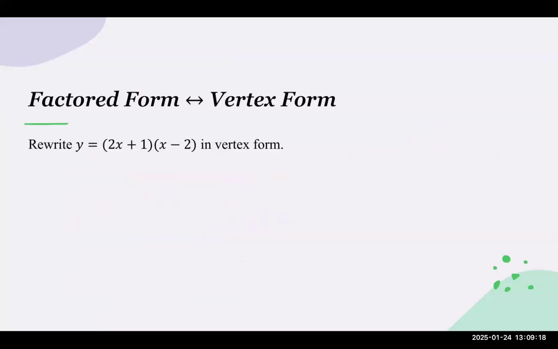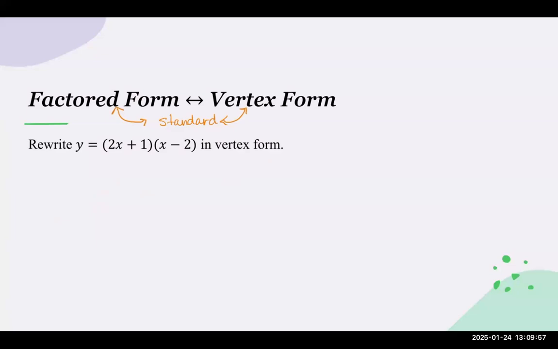Last but not least, if we're trying to go between factored form and vertex form, really the only way you can do that is to change to standard form first. Whether it's factored to vertex or vertex to factored, you're going to have to change it to standard form first and then use one of the previous steps to get it to the other form. There is no direct way to go from factored to vertex.